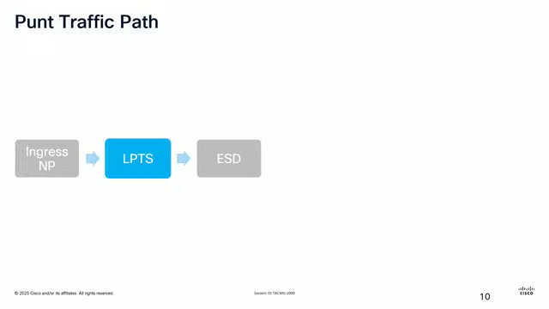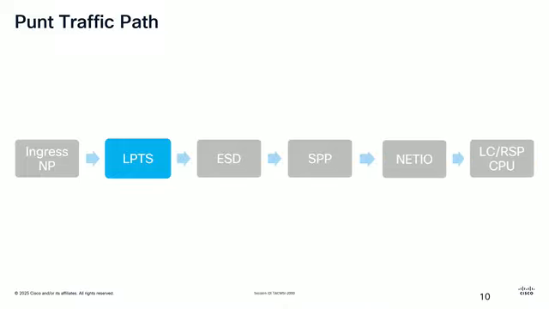and actually Mario will explain this later. Then it will go through ESD in case the traffic needs to go, for example, from the line card to the RP, because ESD is basically like a switch that makes the interaction between the line card and the RP. Then it will go through SPP, that is basically a filter for layer 2 or layer 3 traffic. If it's layer 2, it will go through SPIO. If it's layer 3, it will go through NetIO. And finally, it will reach the line card CPU or the RSP CPU. And as mentioned, Mario will help us with the LPTS explanation.